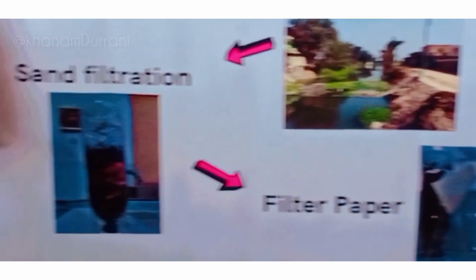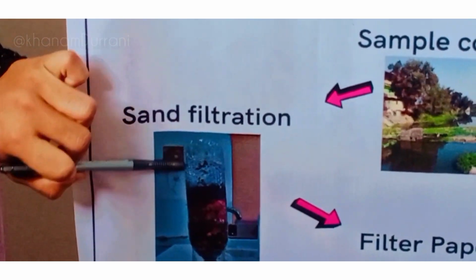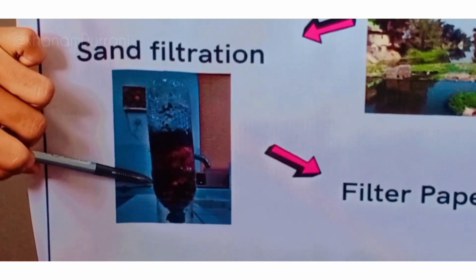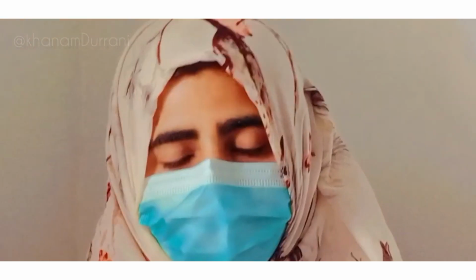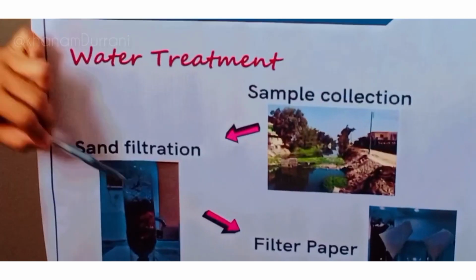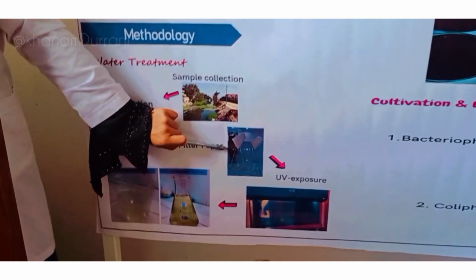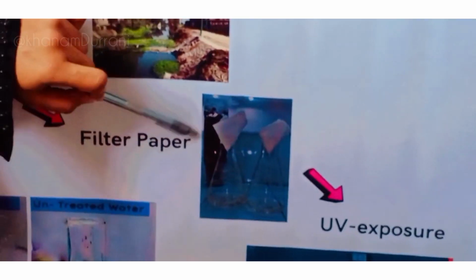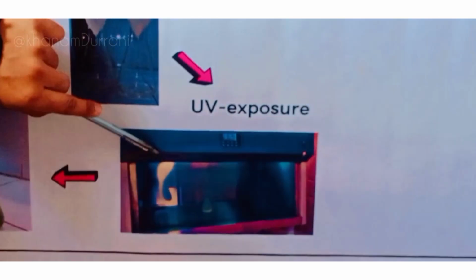Sand filters are used as a step in water treatment. Our sand filter consisted of a plastic bottle, 6 cm of gravel installed at the bottom of the bottle, and we put 6 cm of sand and 4 cm of charcoal and covered it with bandages. After sand filtration, we did filtration with filter paper that had a pore size of 0.4 micrometer. It was further processed with UV exposure of 30 minutes.